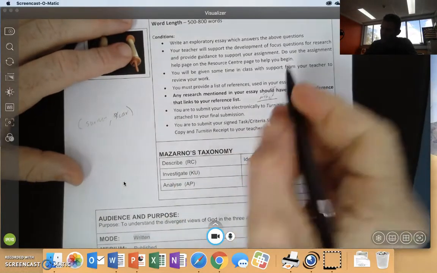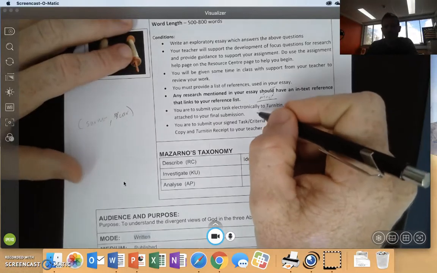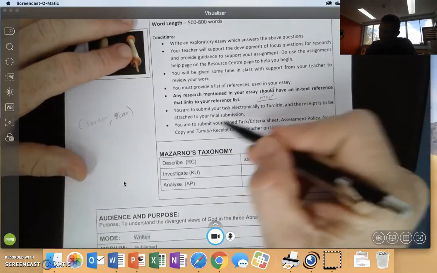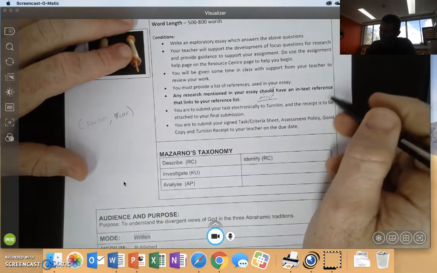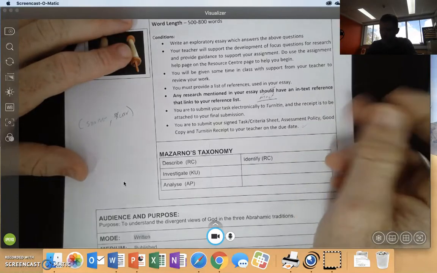You're to submit your task electronically to Turnitin, and a receipt is to be attached to your final submission. Now there will be a submission button on Moodle, which I'll explain in class. And you're to submit your signed task criteria sheet, good copy, and Turnitin receipt to your teacher on the due date. We will discuss that further.